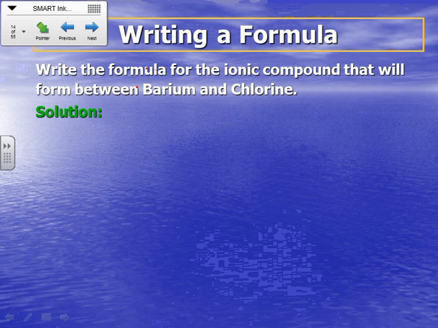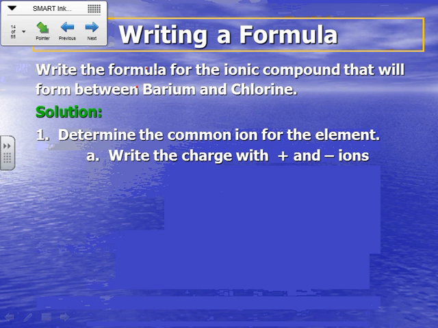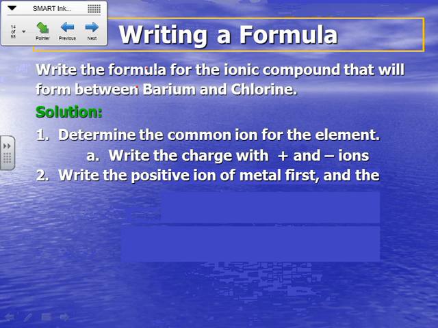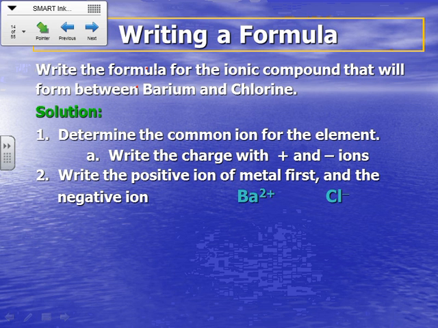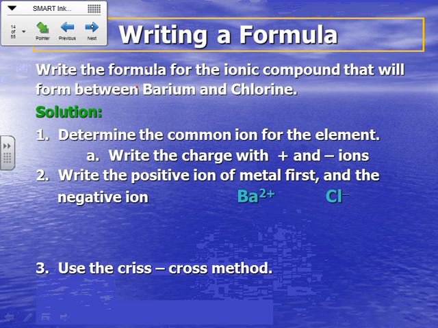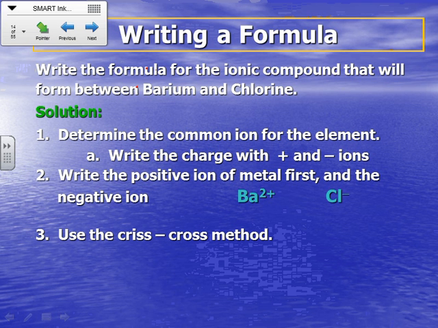So another way of thinking about that: determine the common ion for the element, which we already did, okay? Write the positive ion of the metal first, and then the negative ion. So you've got Ba2 plus, Cl minus. We already talked about that. This is already written in here for you, I think. Use the crisscross method. Okay, now let me show you a little shortcut here that you can use.